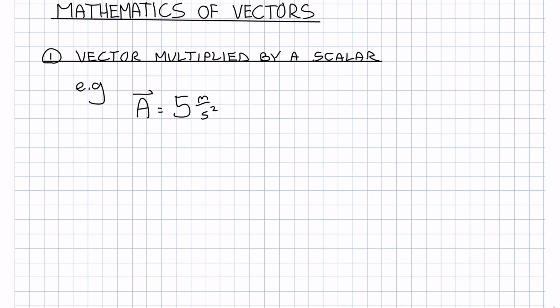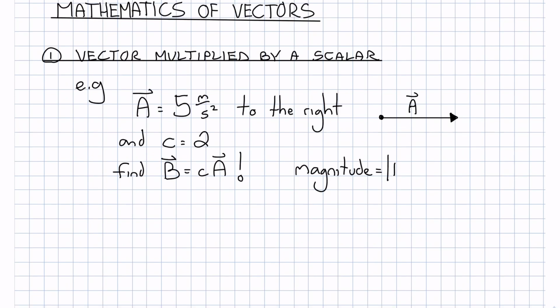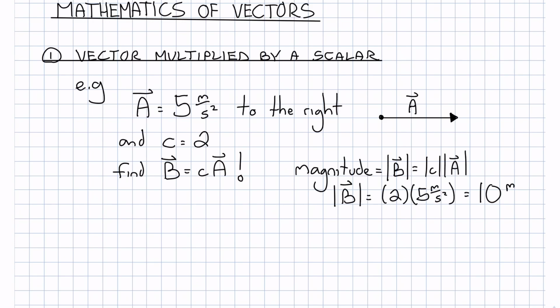Let's take some vector a, which I'll say is 5 meters per second squared. It's an acceleration vector, and we'll have it directed to the right. And let's let c be a scalar quantity. Let's say c is equal to 2. So let's multiply c times the vector a to get a new vector b. To find the magnitude of b, we just have to multiply the absolute value of c, which is 2, by the magnitude of a, which is 5 meters per second squared. This gives us a new magnitude of 10 meters per second squared.